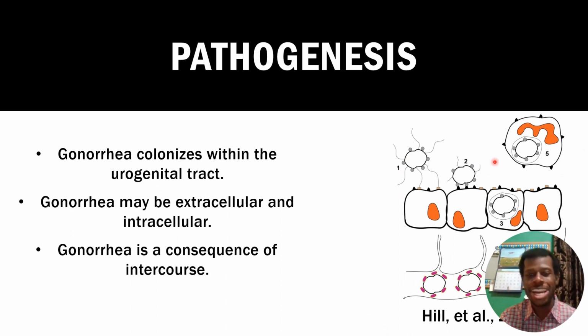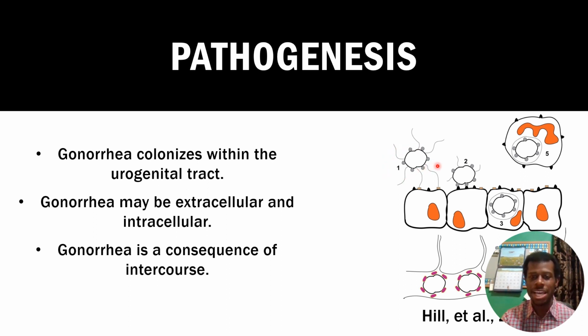All right, so we see right here at the very top, we have number 1. We'll see the piliated, Opa-expressing gonococci is going to mingle with the epithelium that consists of the mucosal surface. And furthermore, if we see the hair-like structures, or appendages, they're thin, and they're going to trigger the initial contact with specific receptors of the mucosal cells.